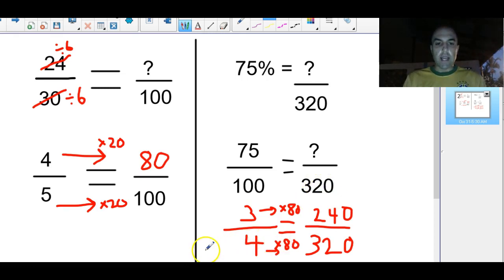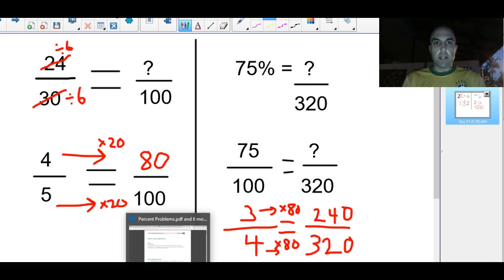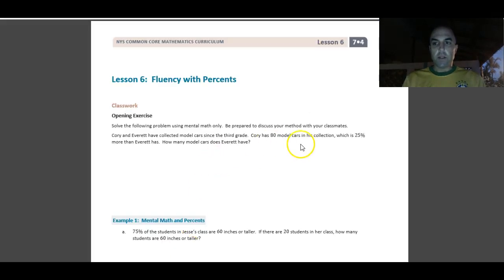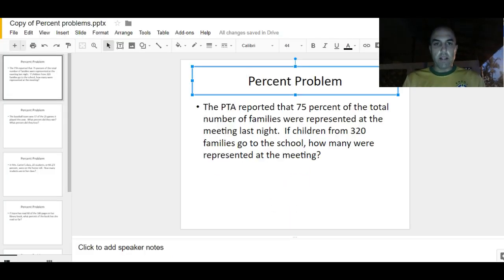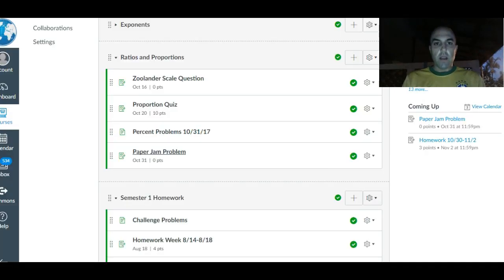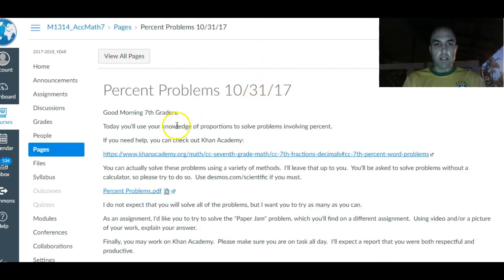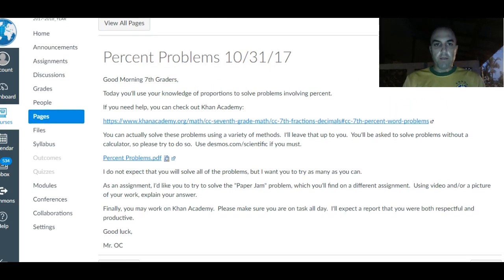What you'll find today is you'll have a couple of different assignments. The first thing that I want you to do is check out this PDF. It is on Canvas. Where is it on Canvas? Well, if you go to percent problems, this is in my ratio and proportions module, in percent problems, what you'll see here is a message from me.